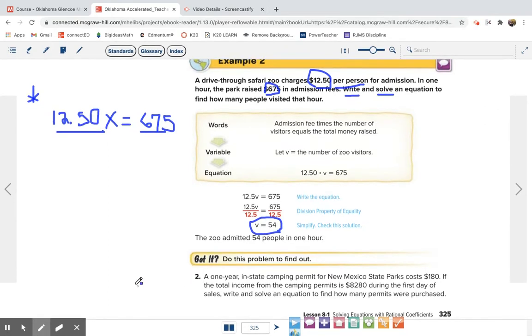Okay, you are going to attempt number 2. You can pause the video to write it down. You are setting up an equation and solving it. And then I'll go over it with you.